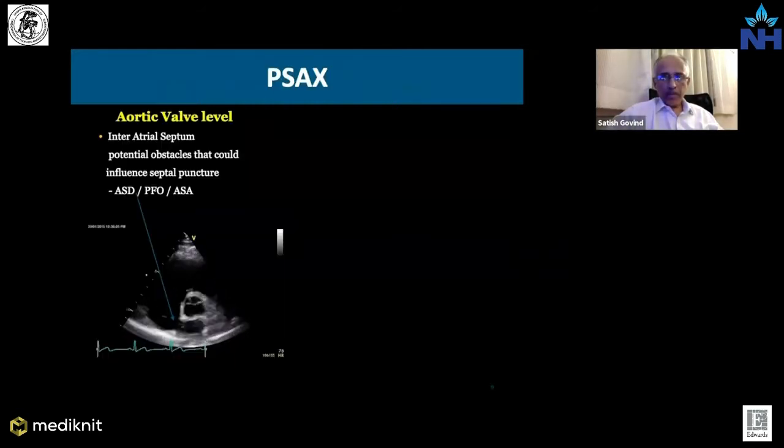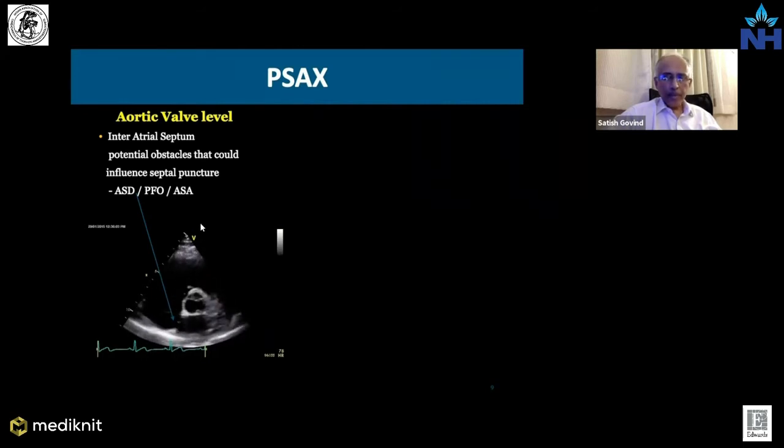Now, next is to look at the structures in the short axis. The focus here is to look at the interatrial septum, mainly to look at possible problems that can influence septal puncture. Examples are atrial septal defect, small ASDs which can be there, or maybe a device has been put in place, or a previous surgery has been done, which makes it not possible for Mitraclip to be done.